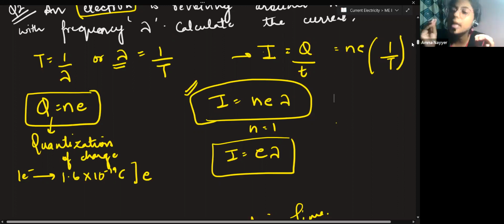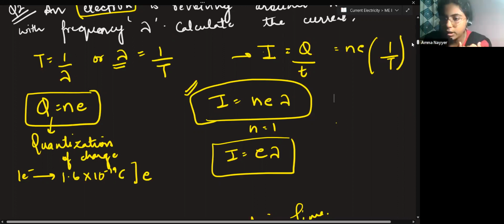Whenever we use the term rate, it simply means any quantity that changes with respect to time. For example, in your 11th class, you must have done velocity. Velocity was the rate of displacement. What was the formula of velocity? It was displacement divided by time. So that's what I'm saying. Anything that gets divided by time, you call the quantity a rate. So the rate of flow of charge becomes your electric current.